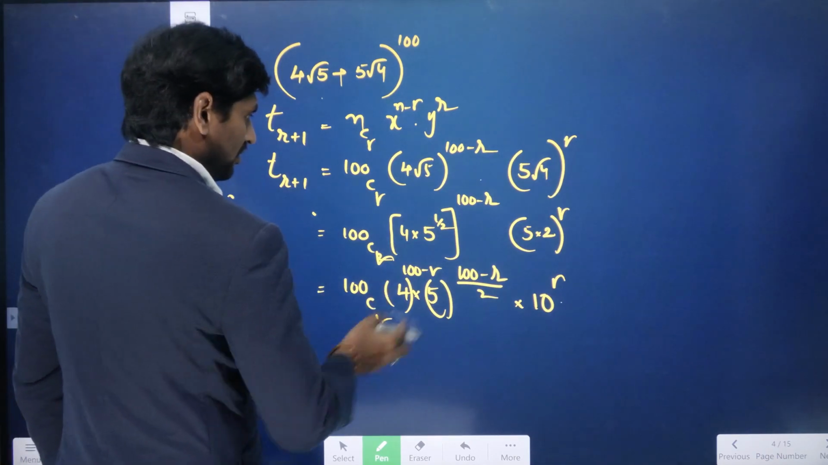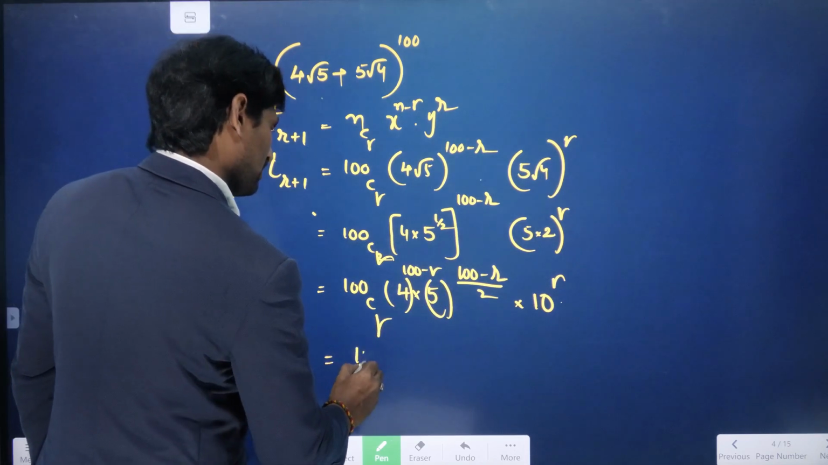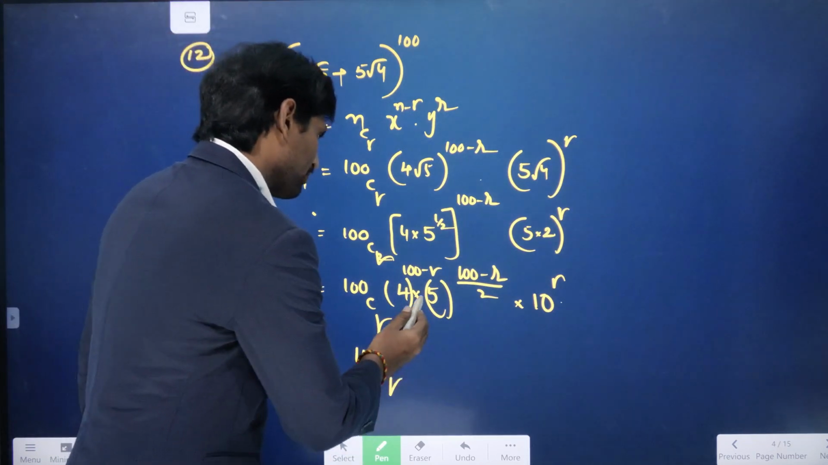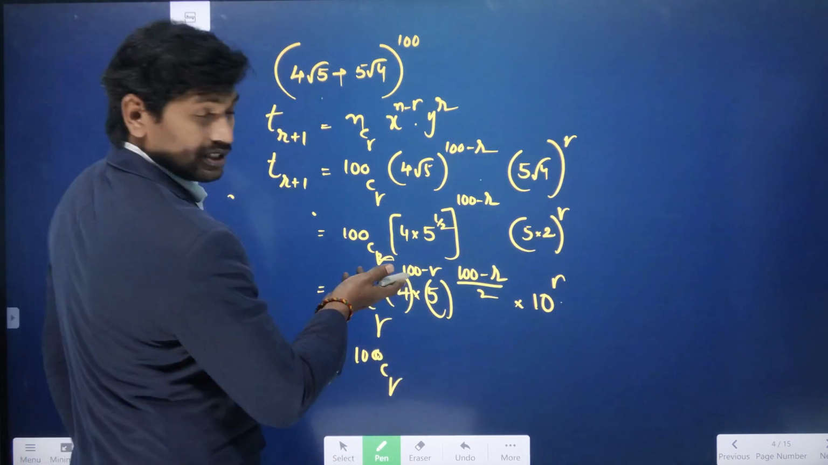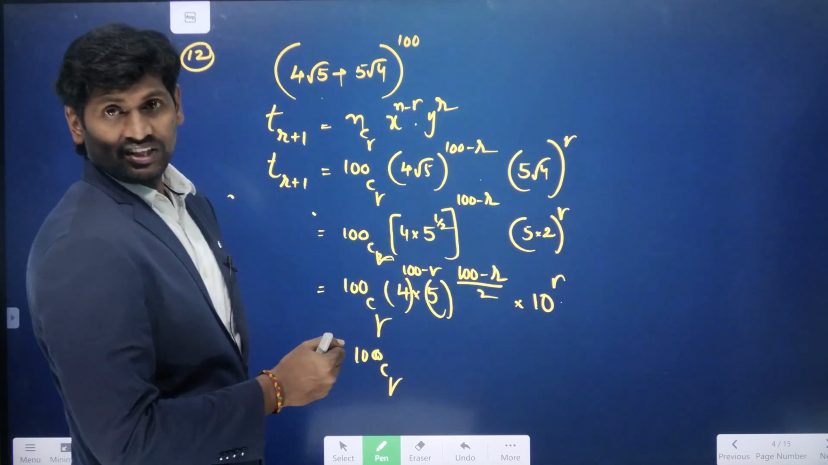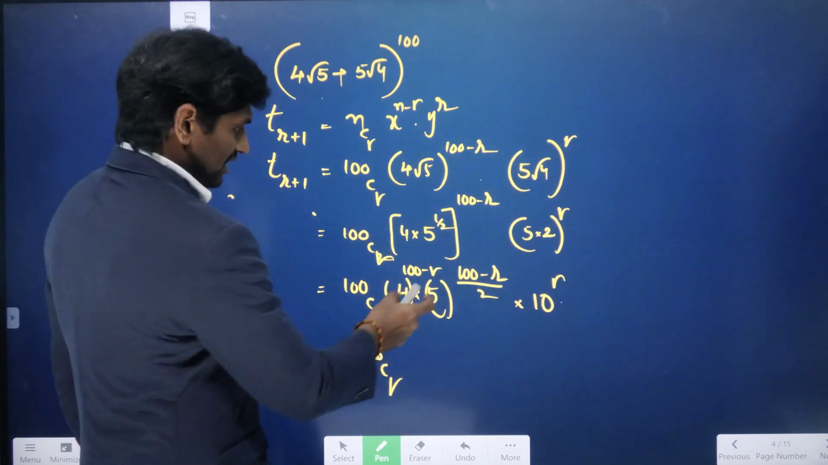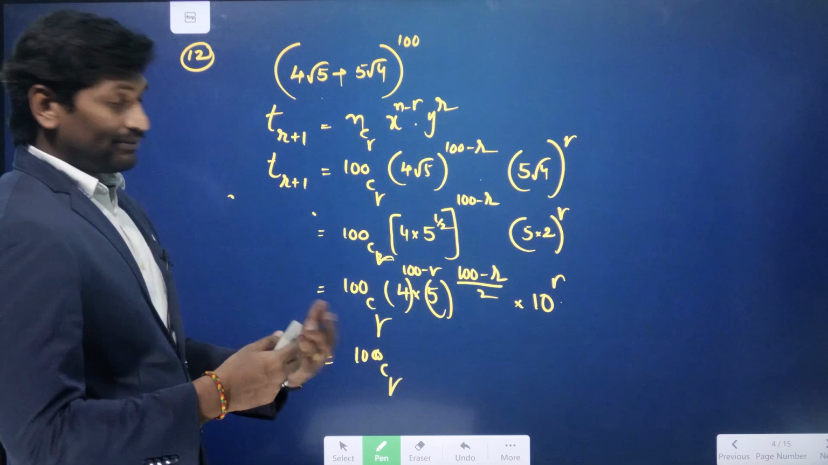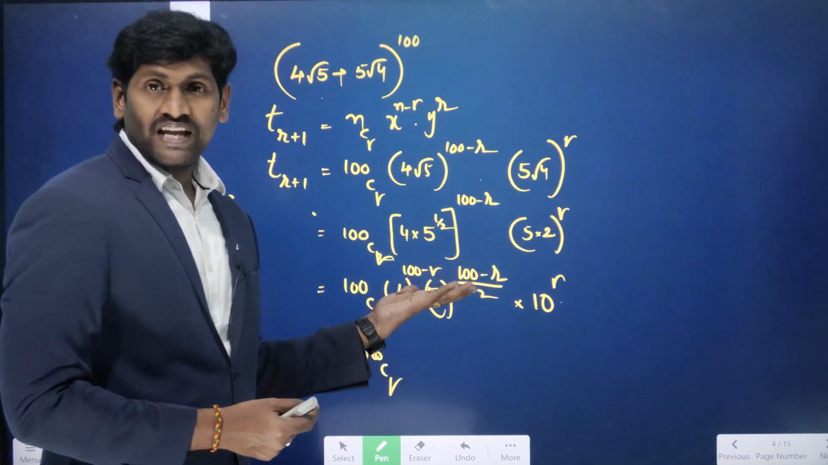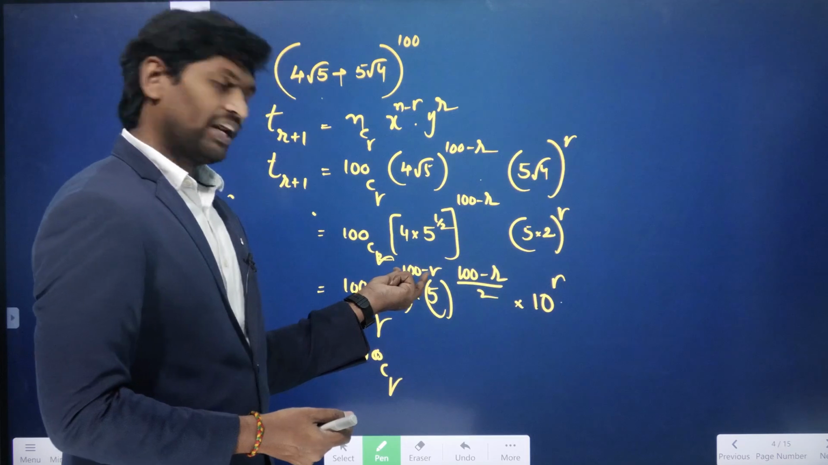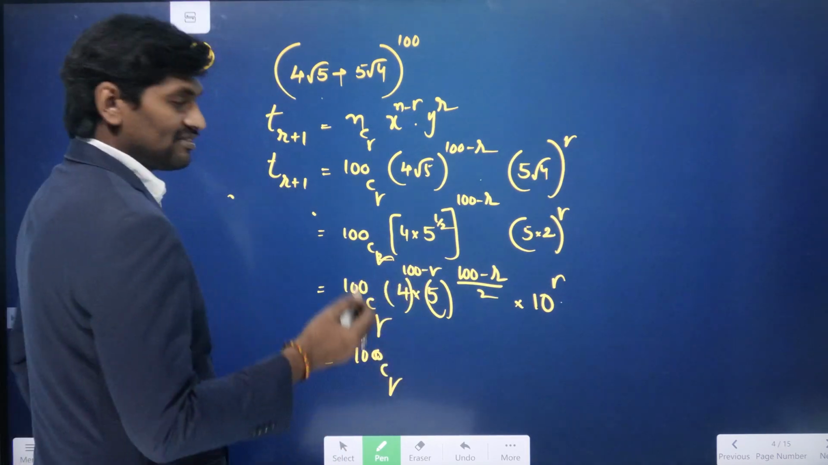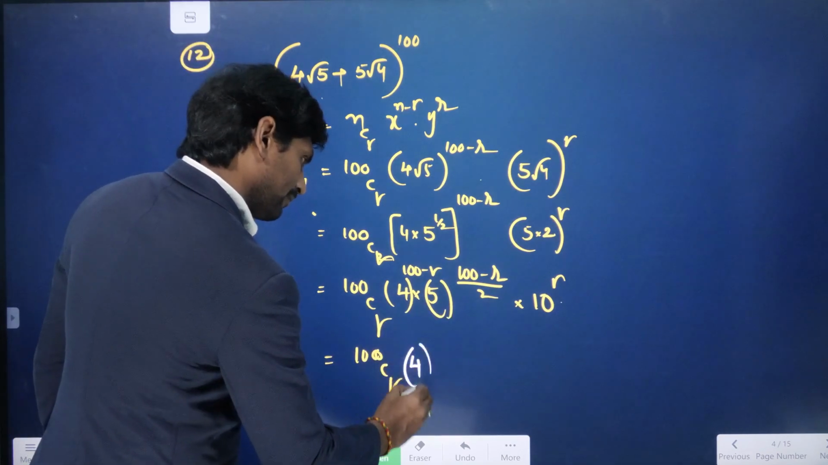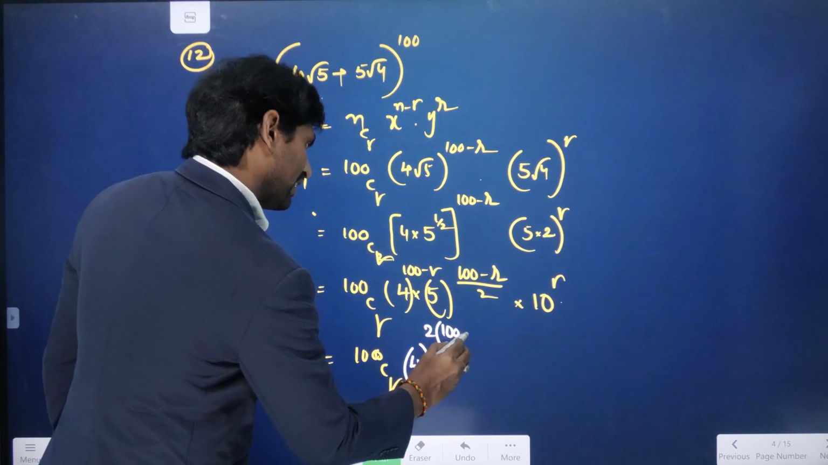So while you are observing this, 100 C r, here 4 power 100 minus r is there, right? 4 power 100 minus r. Here 5 power 100 minus r by 2. But I am trying to write both of them in the same powers. So for that I am trying to multiply the power of 4 with 2 and divide by 2. Now I am going to write it like 4 power 2 into 100 minus r by 2.